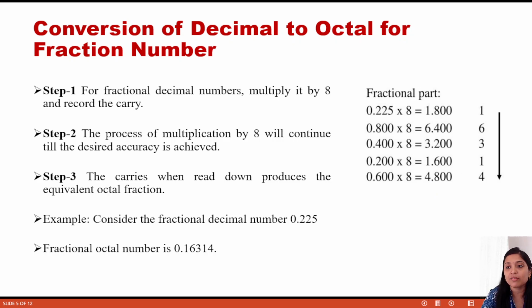But the interesting thing is that in the previous case we calculated the octal number from downward to upward direction, but here we have to calculate the octal number from upward to downward direction. So if this number, 0.225, is a decimal number, we have to convert it into an octal number. From upward to downward direction, that means 0.16314. This is its equivalent octal number.